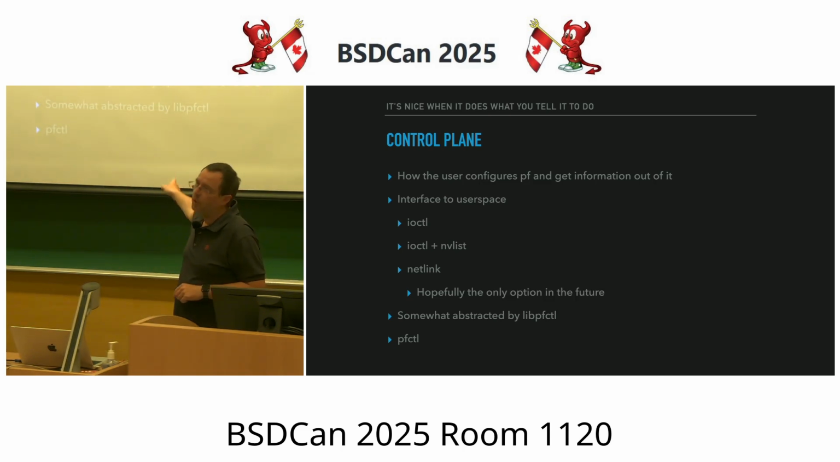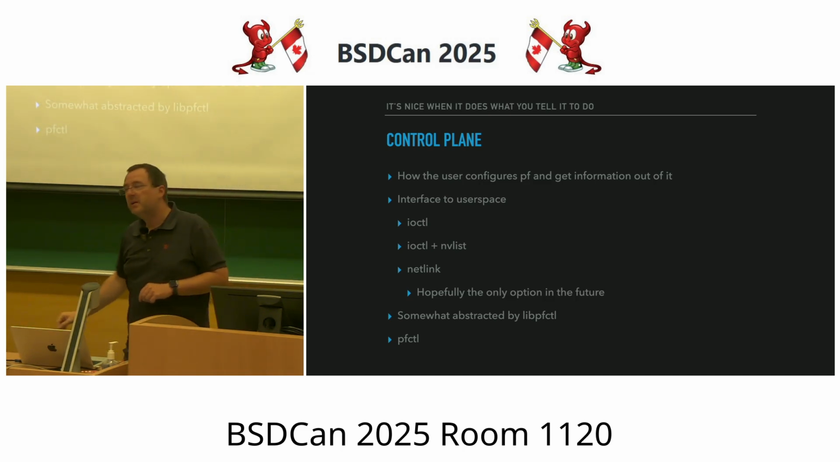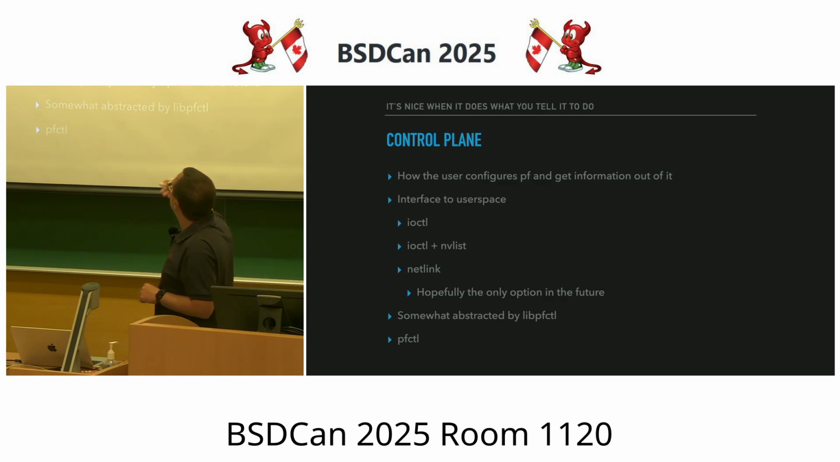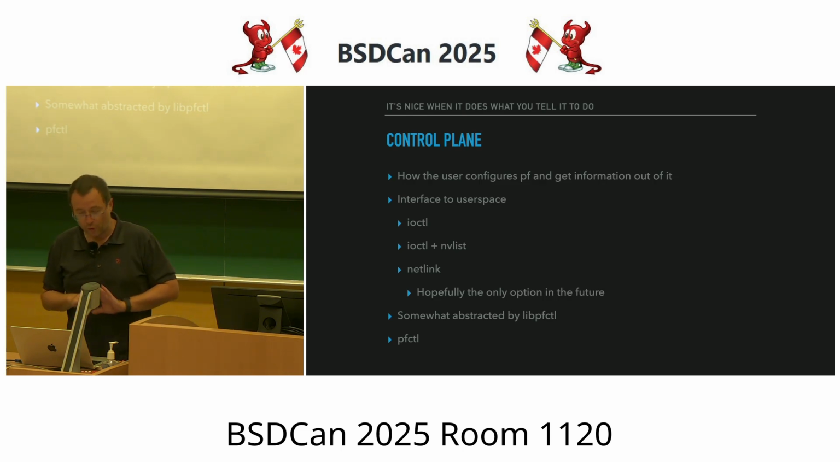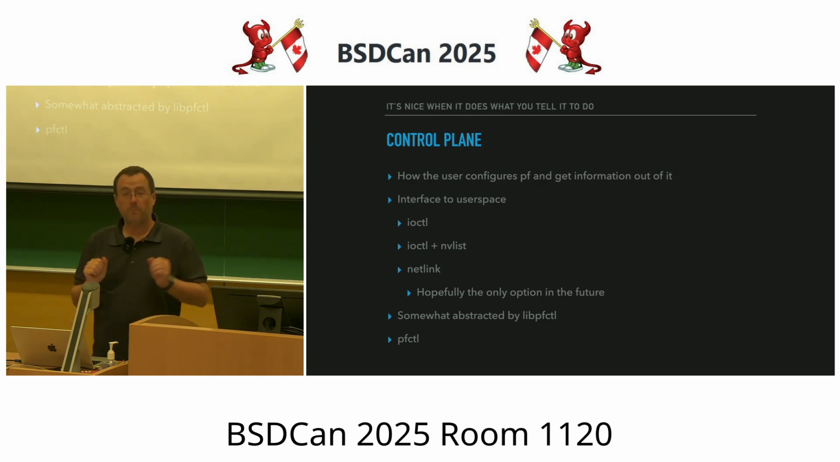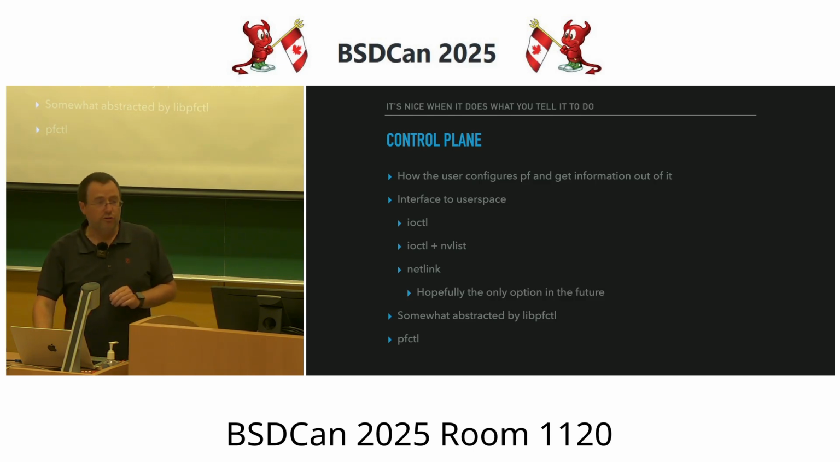If you're missing functions, tell me and we'll implement them. I have an aspiration to convert everything to netlink and then to get rid of the old ioctl interface. That isn't done yet, but if you use libpfctl, you don't have to worry about this. You just call a function and it'll do it for you and it'll be okay. So, if you take nothing away from this talk, take this. If you're doing programmatic interaction with PF, use libpfctl. Don't write your own ioctl implementation because it will break and I won't feel sorry for you.